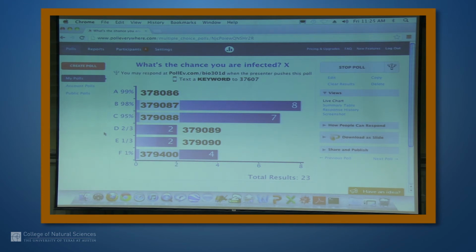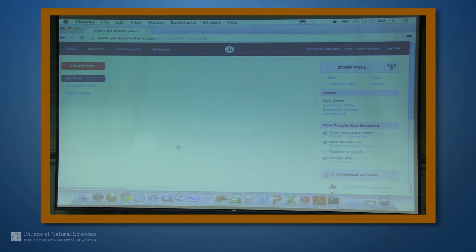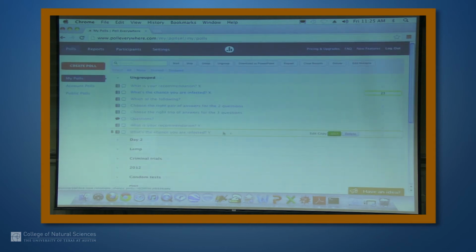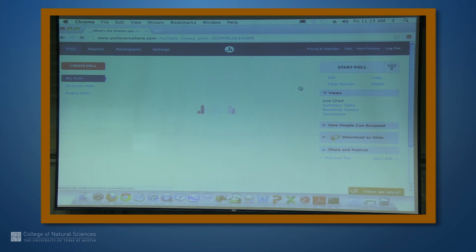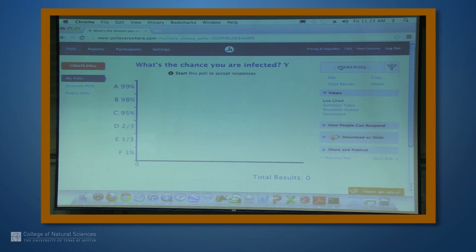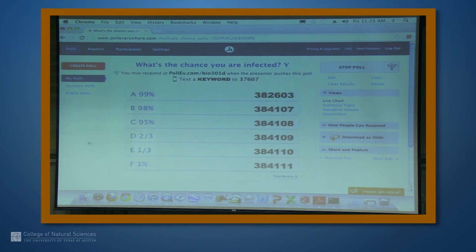Right, okay, go to form Y. Okay, if you have form Y and you're not texting in, how many are choosing A? B, C, D, E, F.